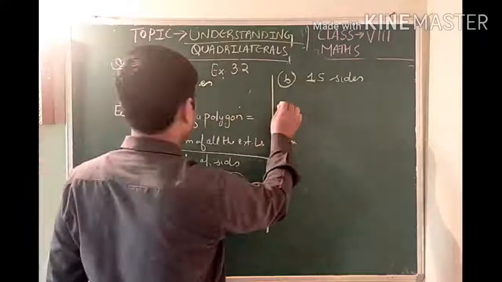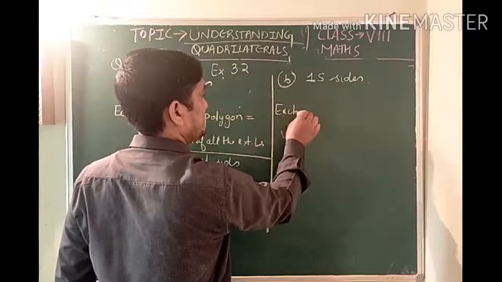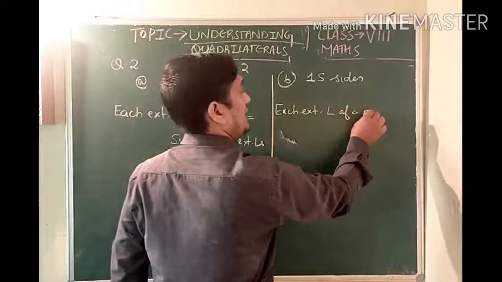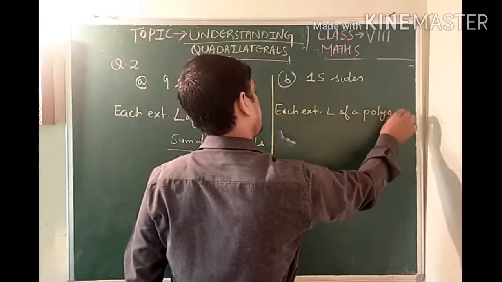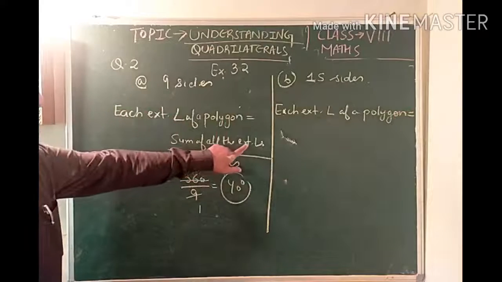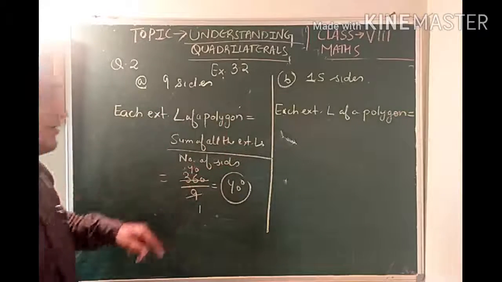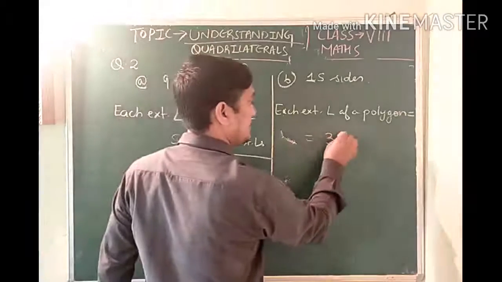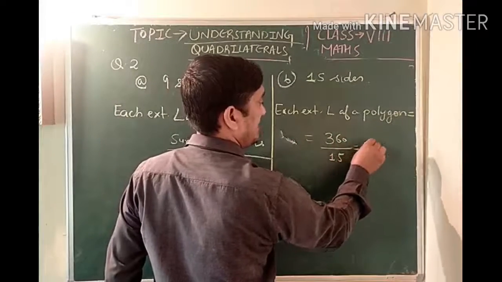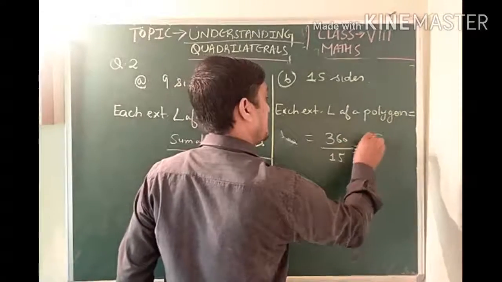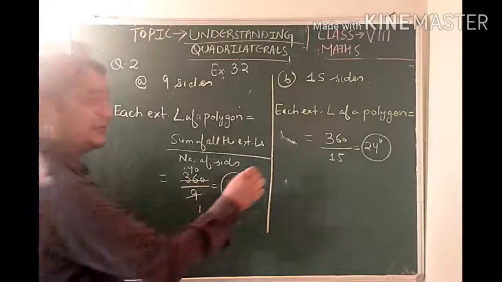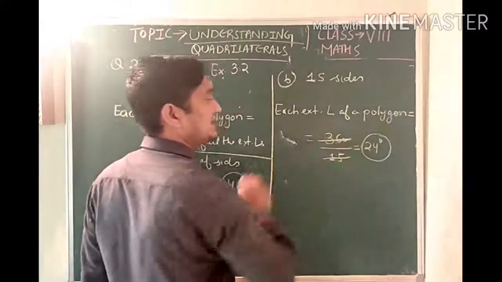Similarly, we can do this. Each exterior angle of a polygon, the formula is the same: sum of all the exterior angles of a polygon divided by the number of sides. So it becomes 360 degree upon 15. It becomes 24 degree if you divide 360 by 15.